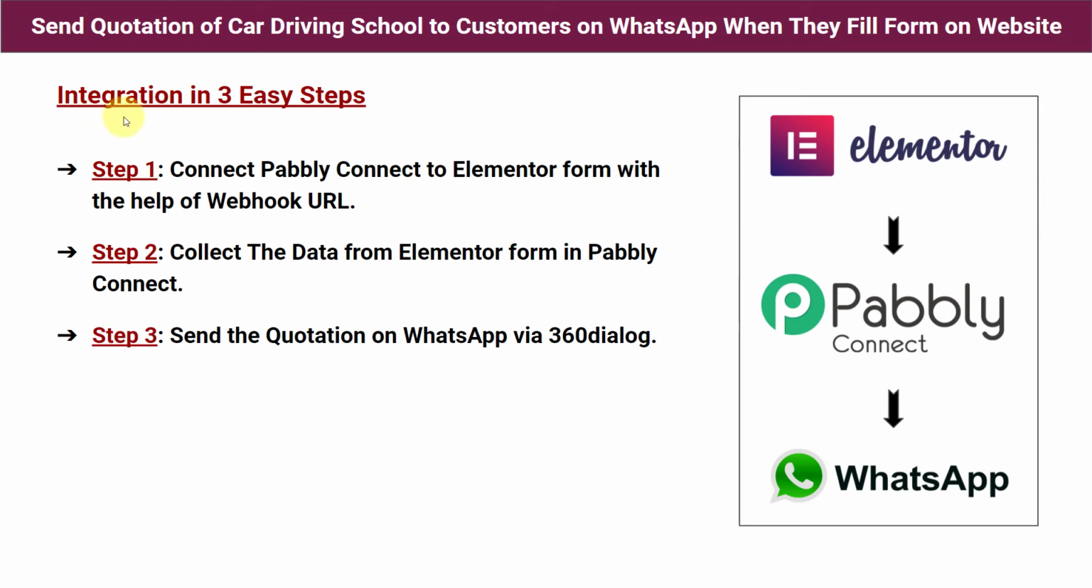So guys, these are the 3 easy steps by which you can also make this automation or connection between your Elementor form and WhatsApp. So step 1 is to connect Pabbly Connect to the Elementor form with the help of a webhook URL.